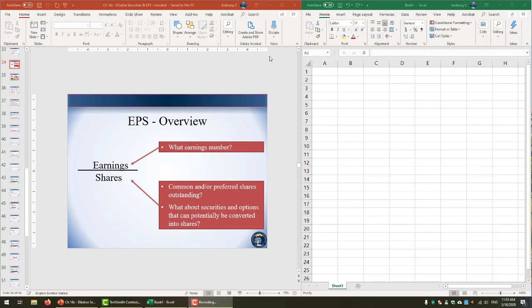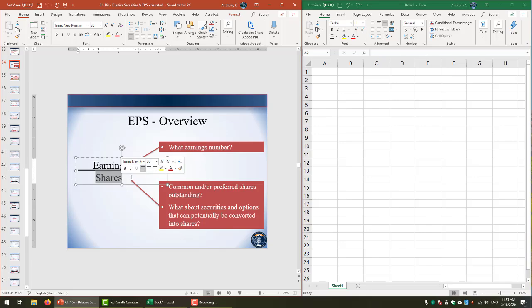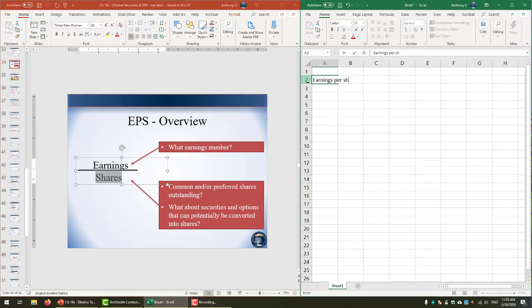In the second half of Chapter 16, we're going to learn about earnings per share, or EPS. You've probably heard of EPS as it's the most closely watched financial ratio in the investment community. EPS at a basic level just consists of two components. Right? You have earnings in the numerator and you have shares down in the denominator. Usually the earnings number we focus on is net income. And then in the denominator, you focus on common stock outstanding.